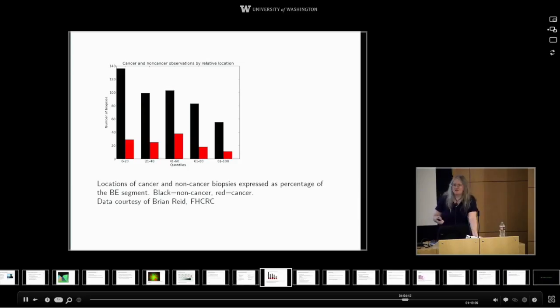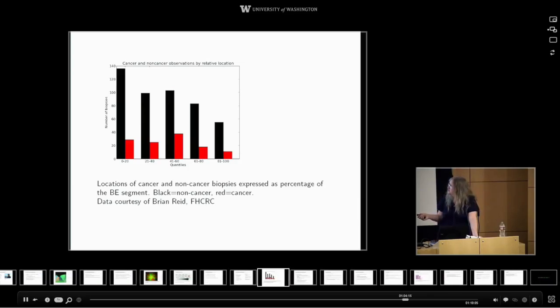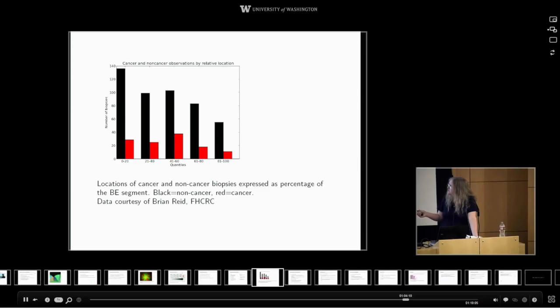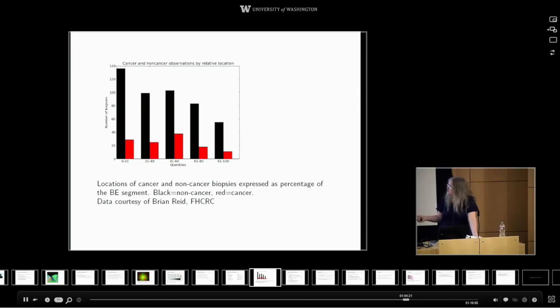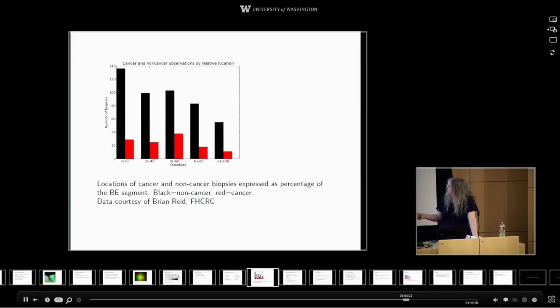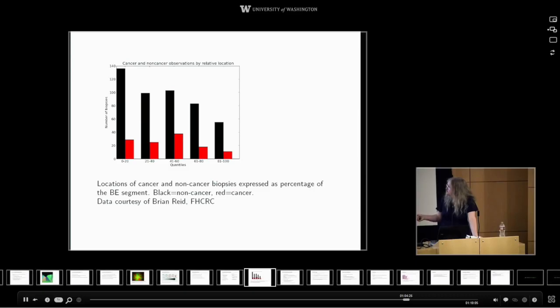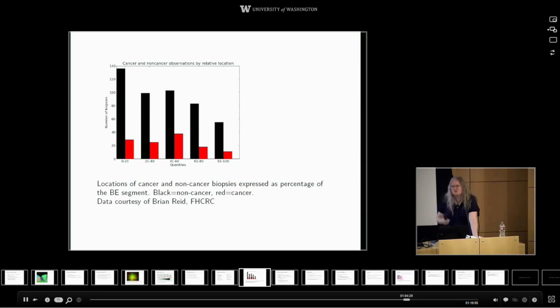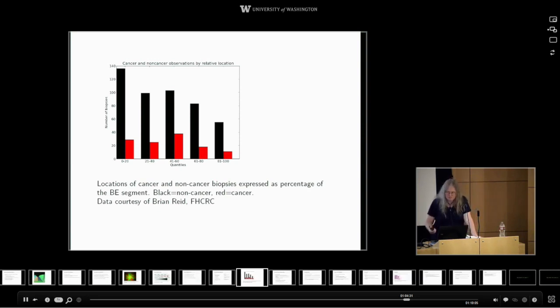I'm going to go a little fast because I'm running a bit over time. But this is just where the cancer is found. This is how many samples we had from each level of the esophagus in patients where we did detect cancer. The cancers actually concentrate in the middle. There's definitely not the spike at the bottom that I would expect if the mutagen is really coming from the bottom.